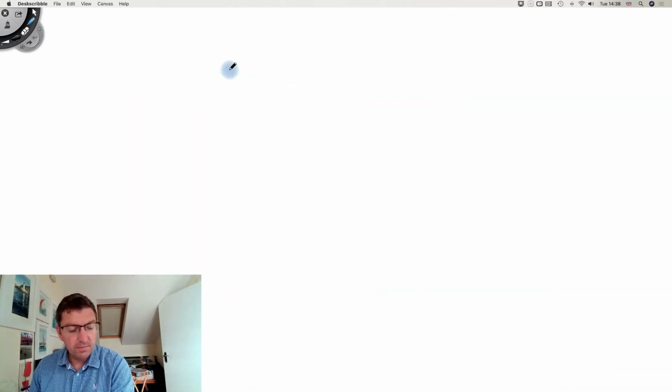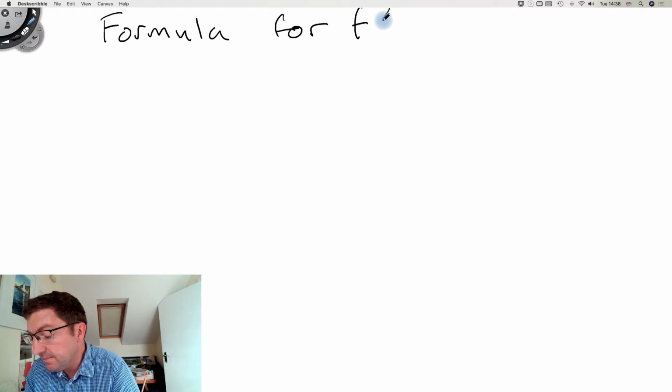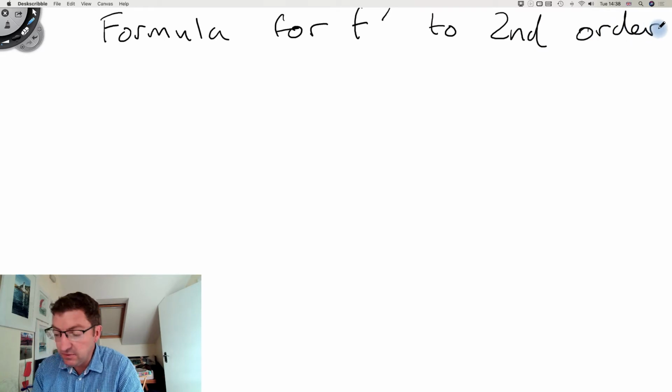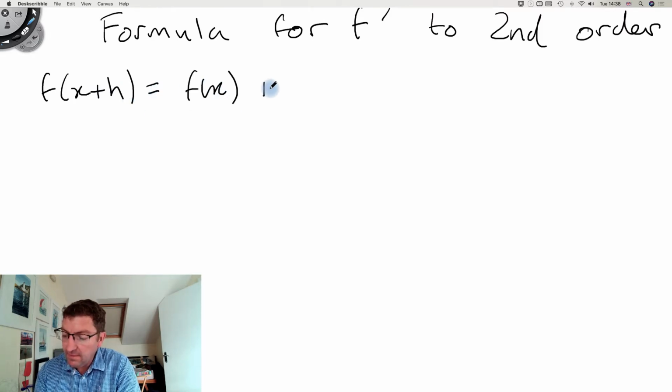Okay, so we're going to do my final example, which is a formula for the first derivative to second order. So the truncation error will be of order h squared in this case. In order to do this, we're going to start with our two series. So we're going to have f of x plus h, that will be this.